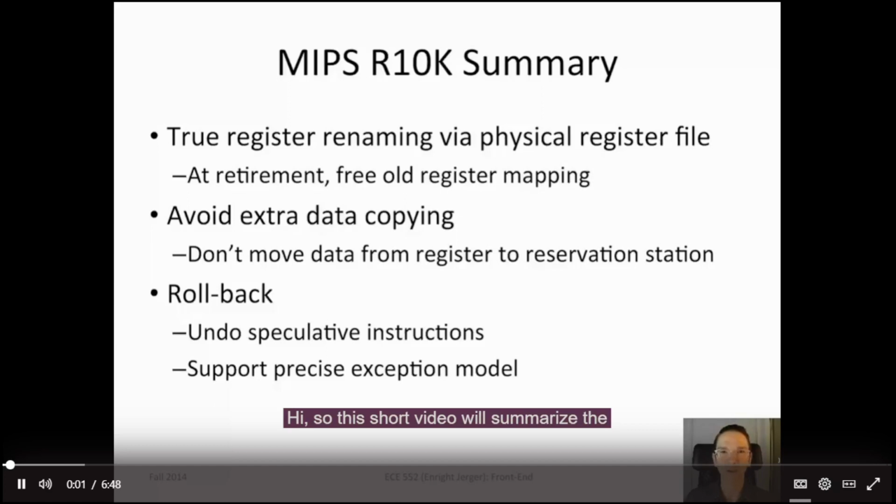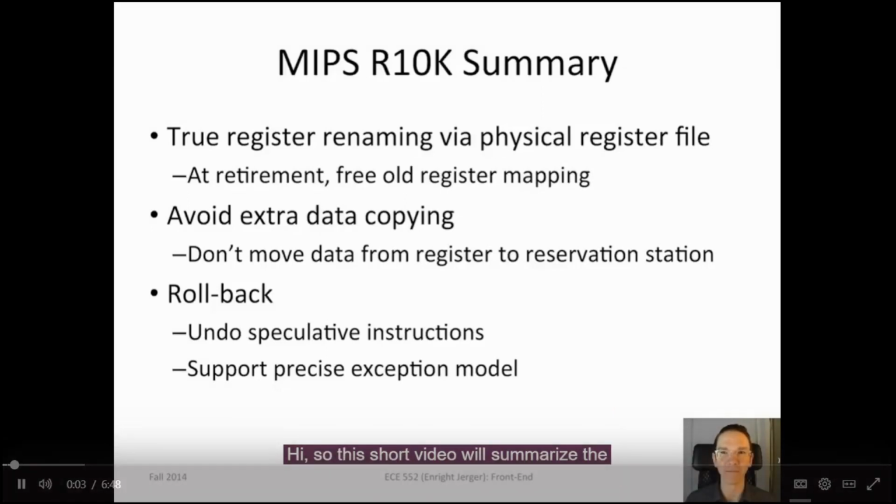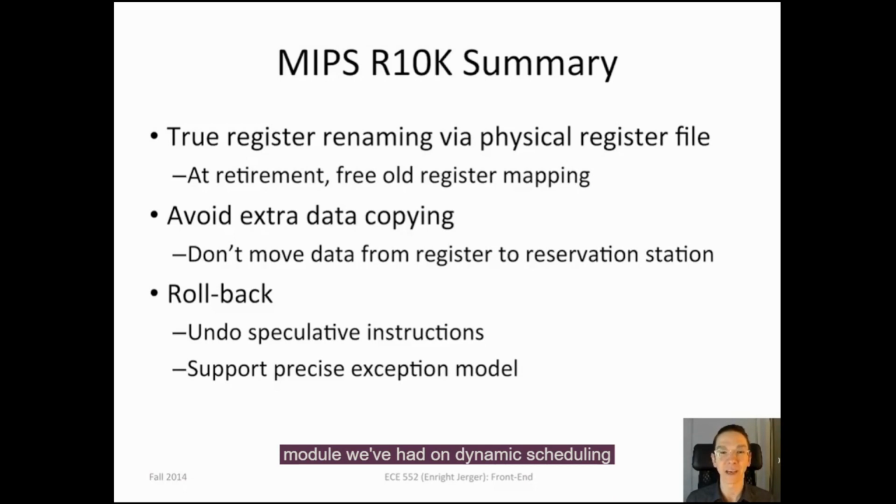Hi, so this short video will summarize the module we've had on dynamic scheduling with support for precise state. In the previous module on dynamic scheduling, we saw how out-of-order execution can keep the pipeline well utilized to improve performance, even in the face of read-after-write dependencies. We can mask the waiting time due to read-after-write hazards.